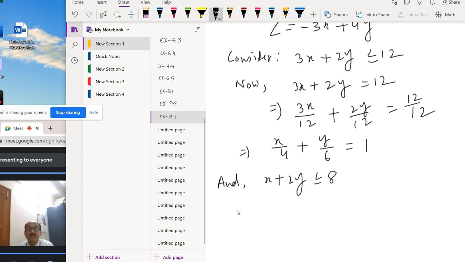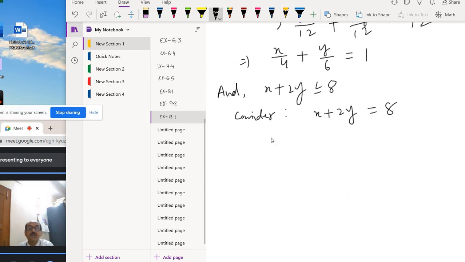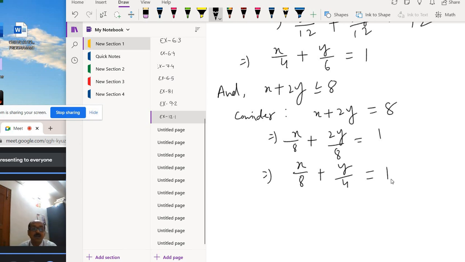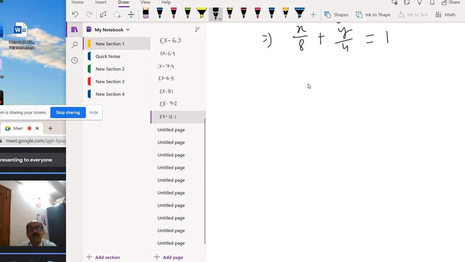So consider x plus 2y equal to 8. To make standard form, x by 8 plus 2y by 8 equal to 1, 8 by 8, and it is x by 8 plus y by 4 equal to 1. Okay, now draw the x-axis and y-axis.